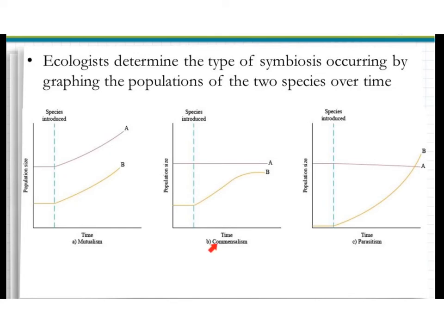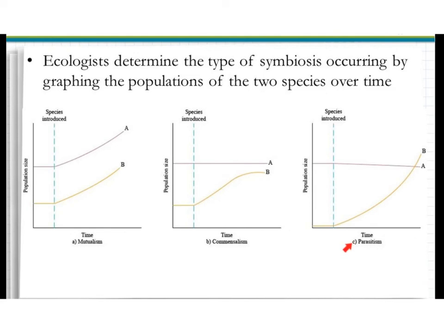For commensalism, same scenario, you have population A and population B, but since this is commensalism, population A is unaffected. Population B is going to benefit once that relationship begins, and so you'll see its population begin to go up.